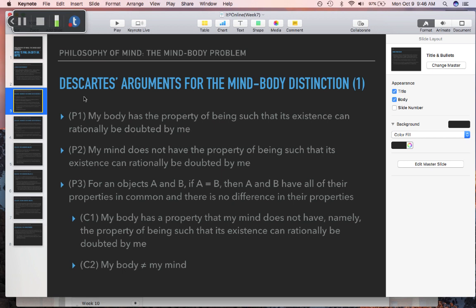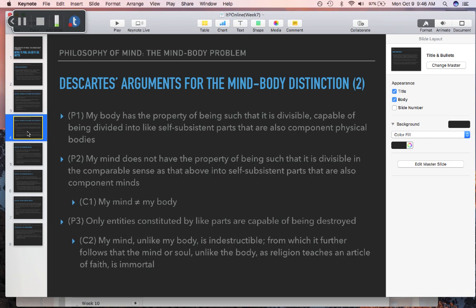Conclusion 1: My body has a property that my mind does not, namely the property of being such that its existence can be rationally doubted by me. And therefore, conclusion 2: my body does not equal my mind. So my mind and my body are distinct because one has a property that the other doesn't, right? That at least is fairly straightforward. Here's the second argument.